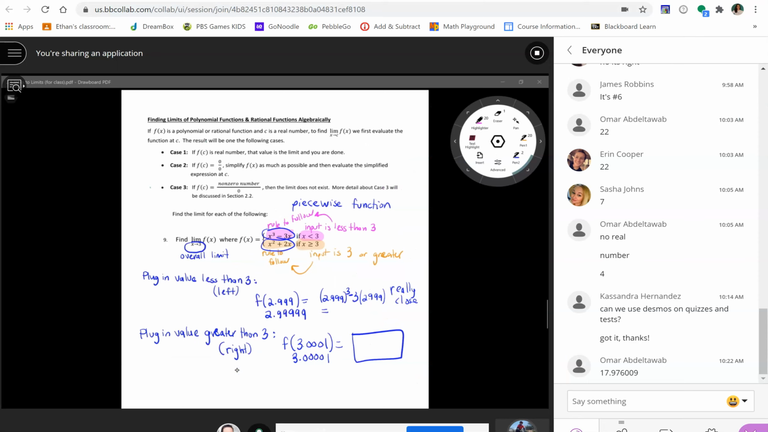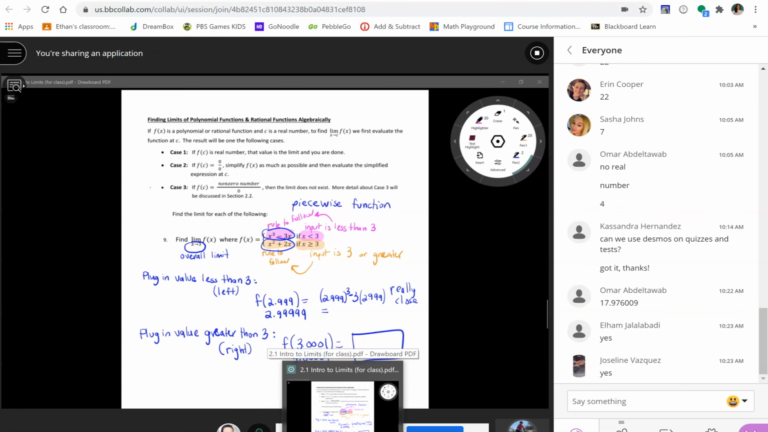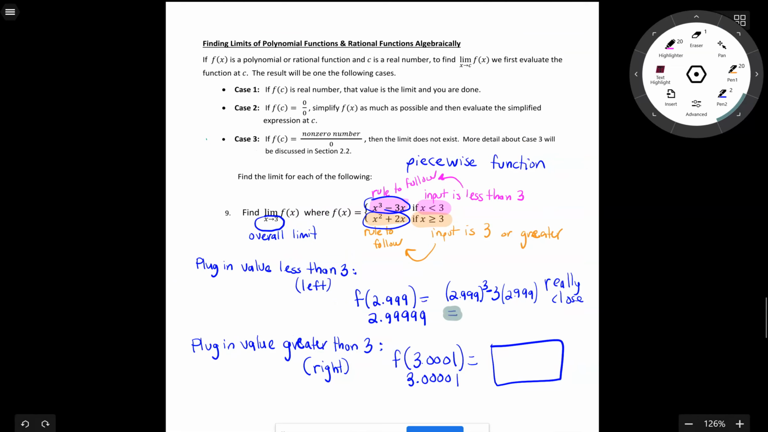Ooh, 17.97. Did anyone get that? Can anyone confirm 17.9-ish? Yes? Okay, cool. Just want to make sure since it's a weird number. So this is 17.9-ish. Okay, has anyone tried the other one? What's my other rule to follow? My other rule says I take the input, which is going to be really, really close to 3 from the right, square it, and then add 2 times that input. And let's see what we get there.